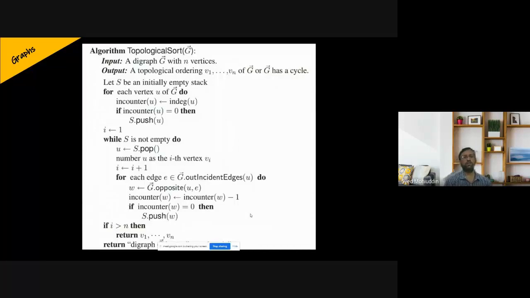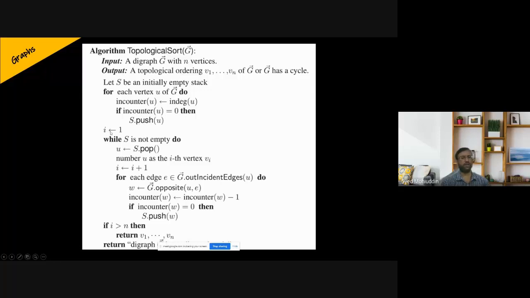So this algorithm is topological sort. Initially we have G, which is a digraph, a directed graph. That's the input we give. S is the empty stack, initially empty. For every vertex U, we compute its in degree and store it in an array, known as in counter over here. Then if the in degree, or in counter value, is 0, we push it onto the stack.